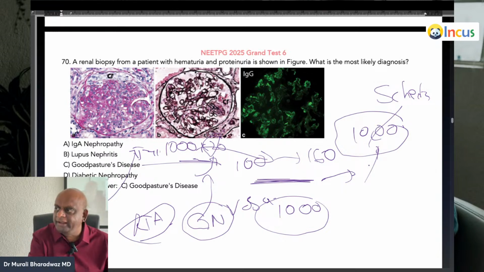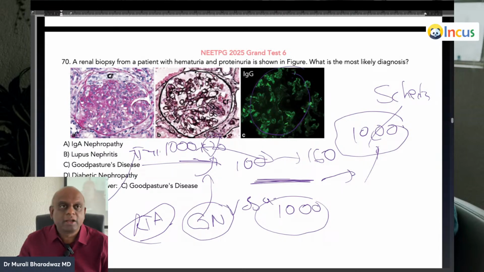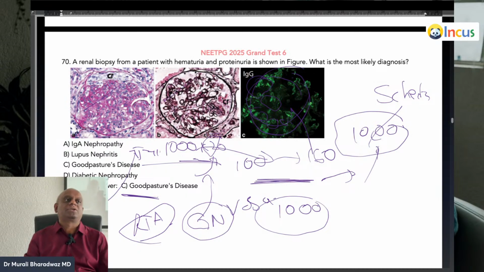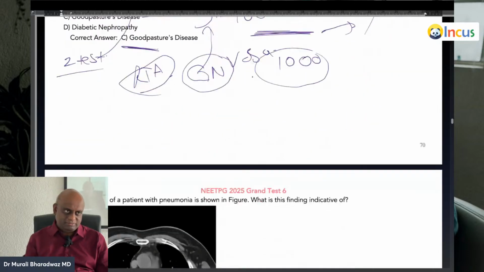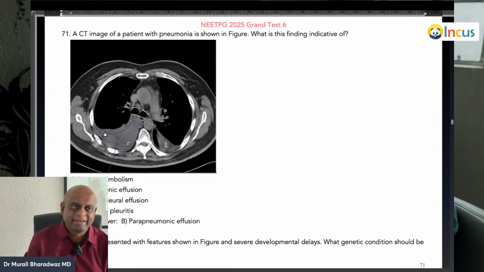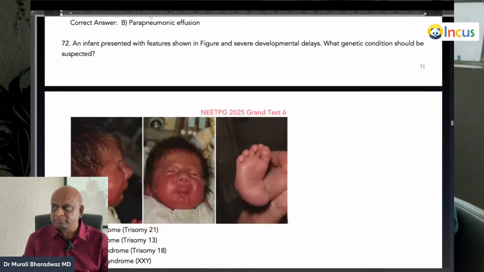A renal biopsy is showing proteinuria, and what is this called? Typical ribbon-like linear deposition on immunofluorescence. Linear deposition. So you identify Goodpasture based on this. Based on the immunofluorescence, you will identify that it is Goodpasture. A CT image is being shown. And what do you see here, doctor? In a case of pneumonia, there is a parapneumonic effusion. Parapneumonic effusion in a case of pneumonia.